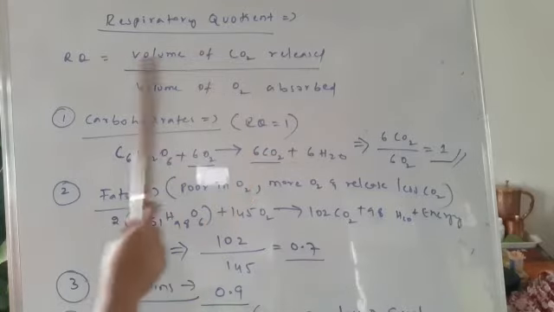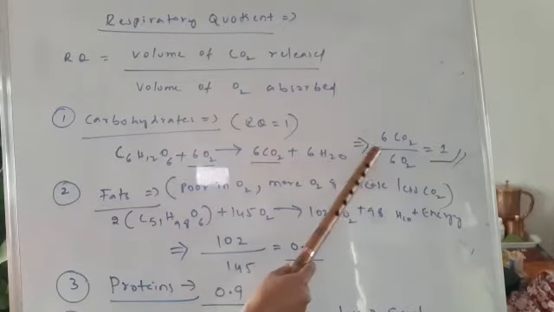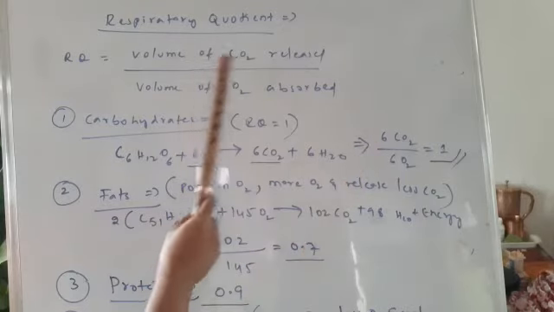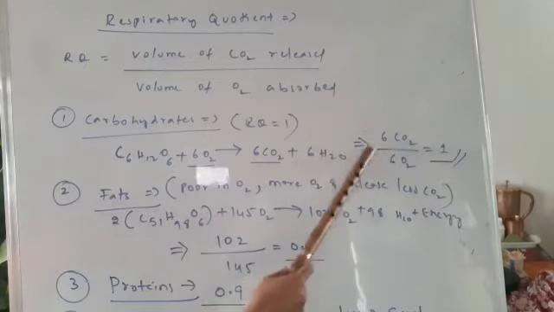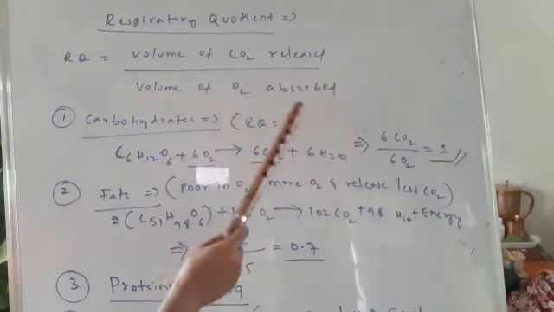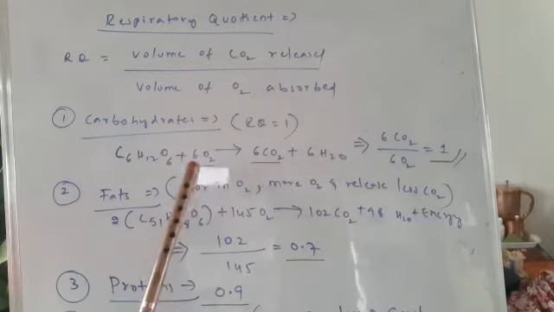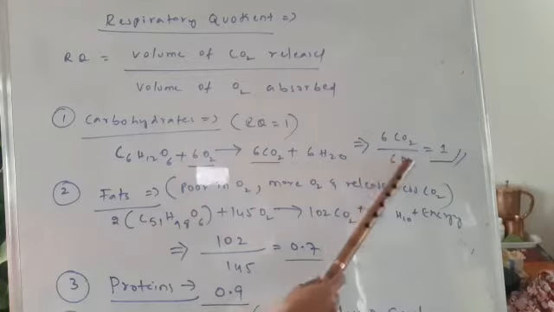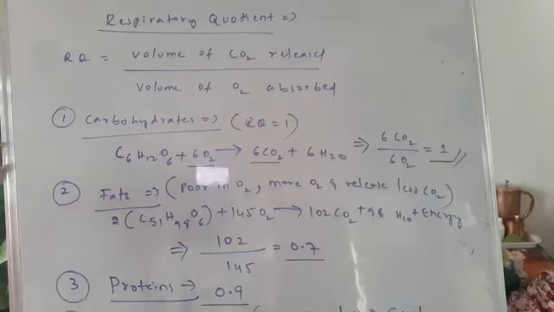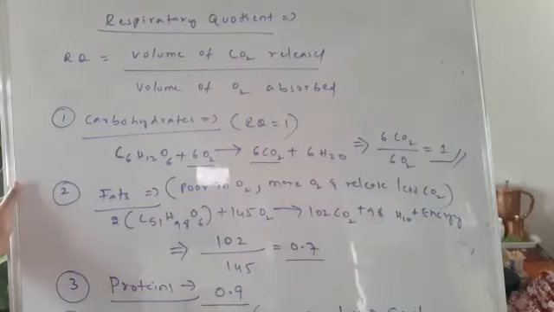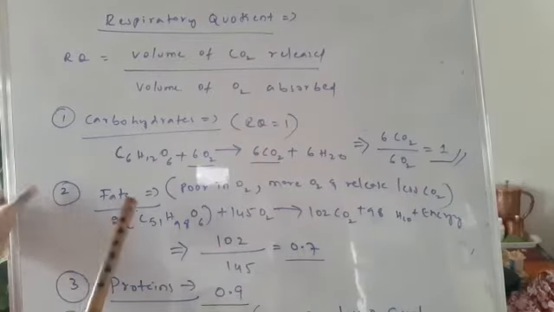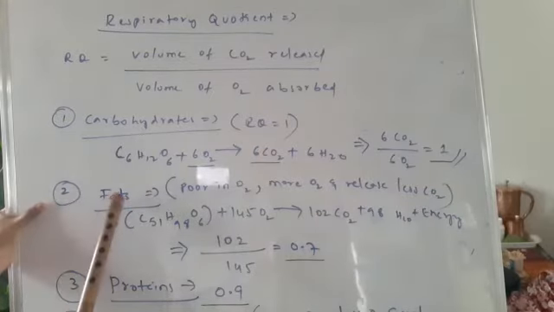According to the RQ definition, RQ is the volume of CO2 released, which is 6 CO2, by the volume of oxygen absorbed, which is 6 oxygen molecules. So 6 CO2 by 6 O2, and 6 by 6 is 1. So the RQ value for carbohydrates would be 1. Now let's take the second example, fats.